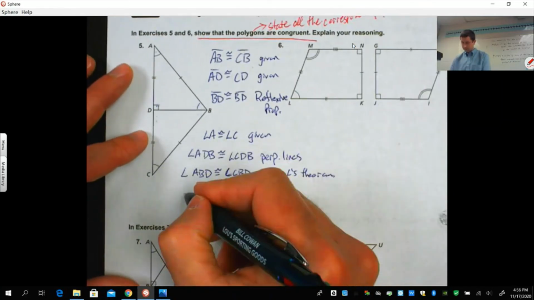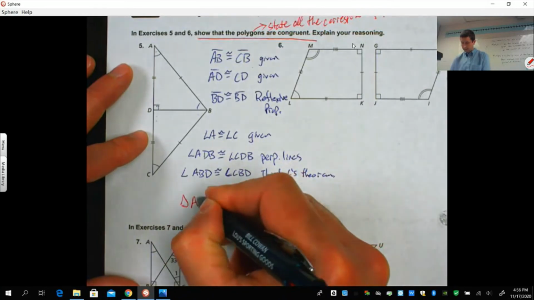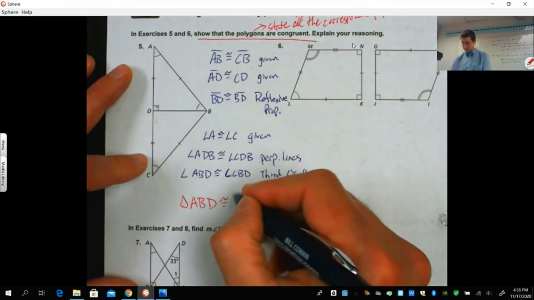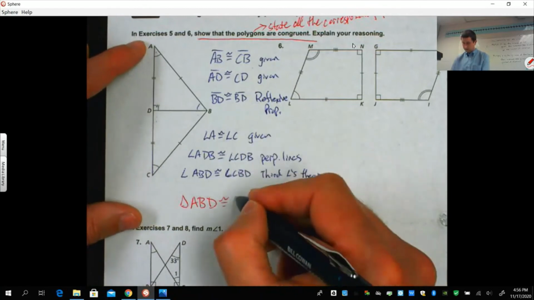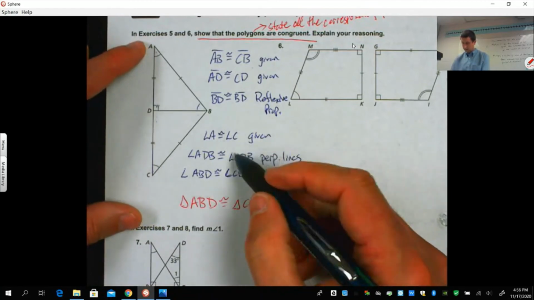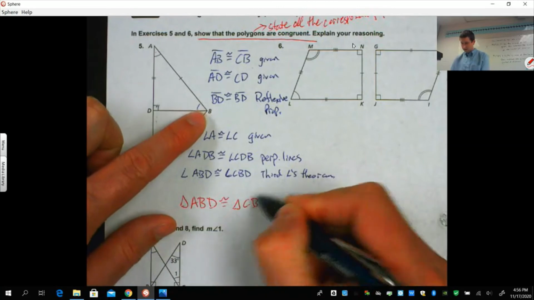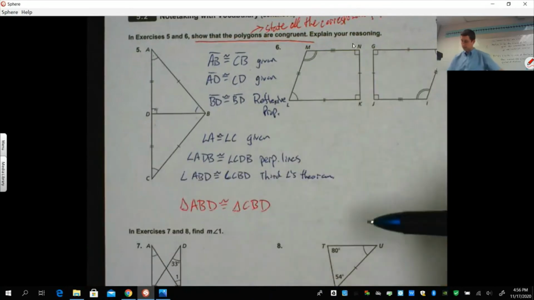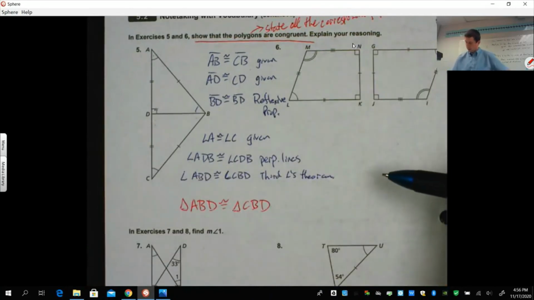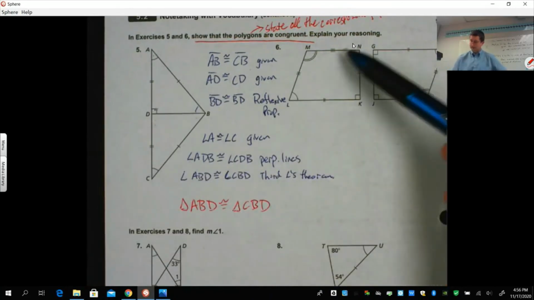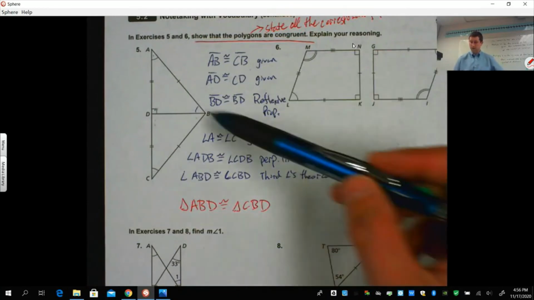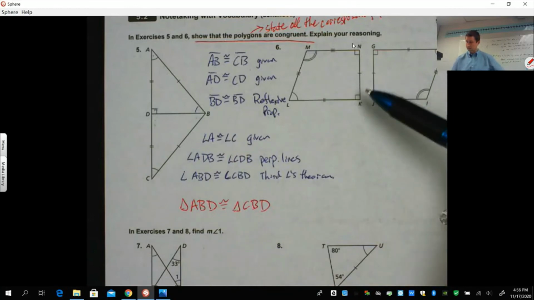So we can say then triangle ABD is congruent to, okay, A goes to C, so triangle C, B goes to B, D goes to D, triangle CBD. So there's your congruent statement, and we've explained our reasonings as we went along there. Okay, number 6, obviously this is all given. There's nothing here you have to assume. I wanted to go over this where you had a shared line there.